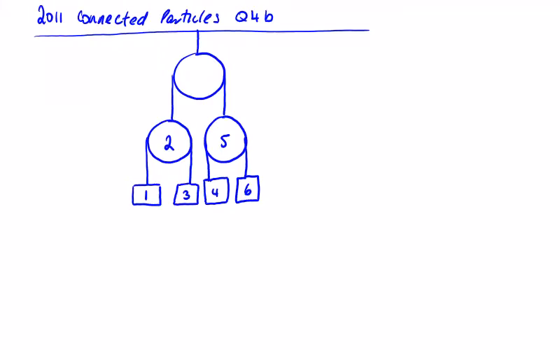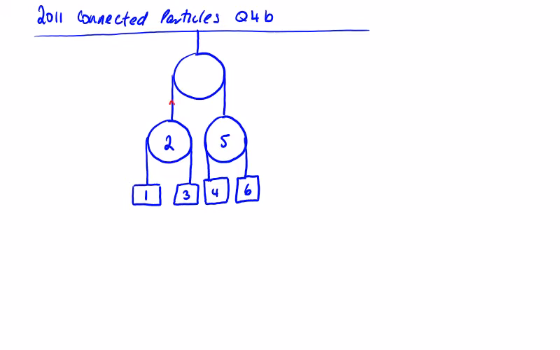2011 connected particles question. A smooth pulley of mass 2 kilograms is connected by a light inextensible string passing over a smooth light fixed pulley to a smooth pulley of mass 5. Two particles of mass 1 and 3 are connected to the 2 kilogram and two particles of mass 4 and 6 are connected by a light inextensible string over the 5 kilogram. Find the tension in each string when the system is released from rest.